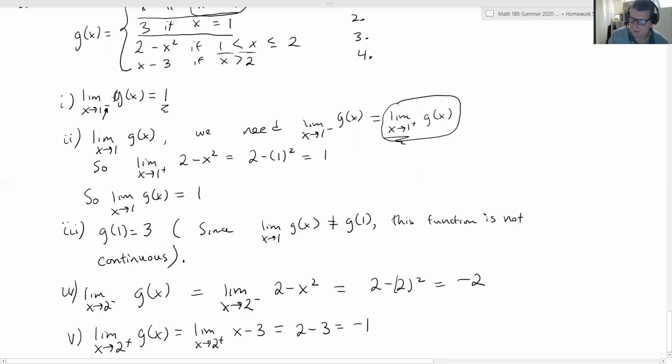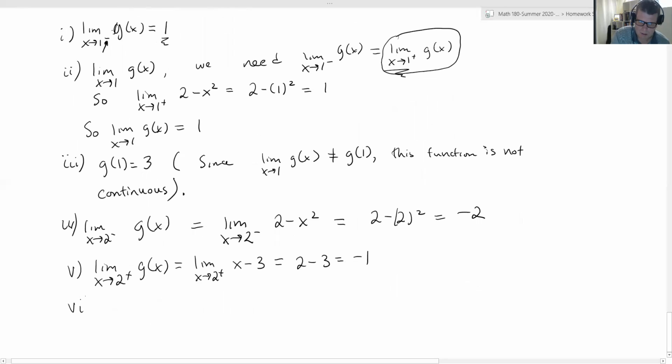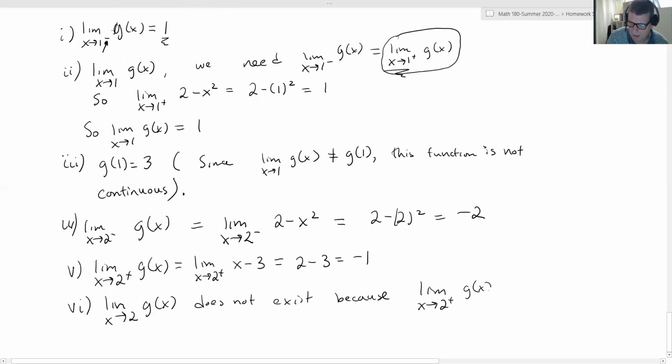So what does that mean? What about number 6? What about the limit as x approaches 2? What does that mean? Does not exist, because the limit as x approaches 2 from the positive of g of x does not equal the limit as x approaches 2 from the negative of g of x. Great. Does not exist. Good.